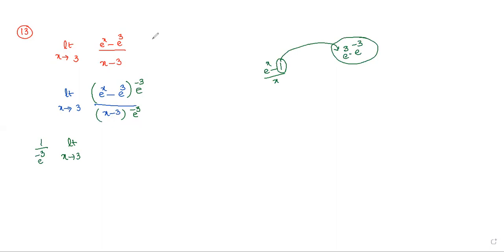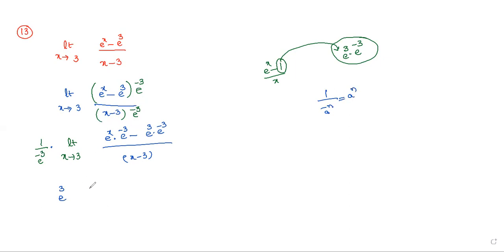Okay, now please observe only the numerator. E power x into e power minus 3 minus e power 3 into e power minus 3, by x minus 3 only. The denominator e power minus 3 we write outside, so it is written as e power 3. 1 by a power minus n is equal to a power n.